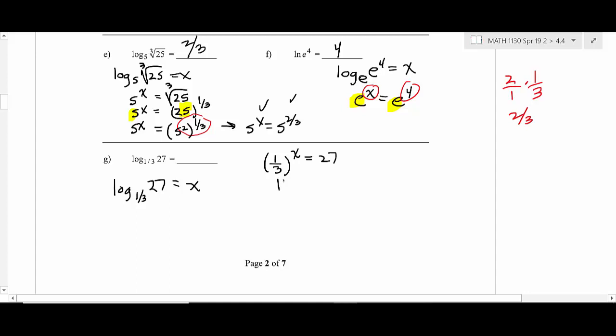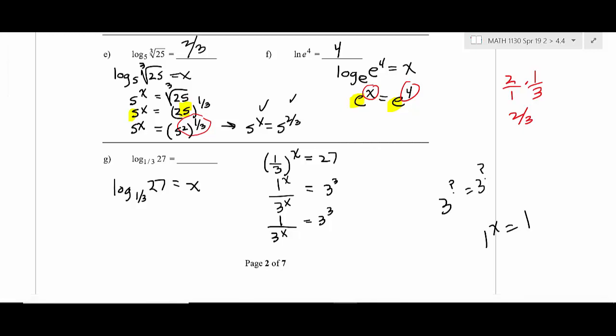So you could write the left side as 1 to the x over 3 to the x, and you can write this side as 3 to the 3rd. Ultimately what you're going to do is 3 to a power equals 3 to a power, and then the exponents can be set equal to each other. We said that 1 to any power is 1, so that gives 1 over 3 to the x equals 3 to the 3rd. What do I need to do with that 3 to the x? I need to move it to the top. We did that on a couple of problems earlier today. So that would be 3 to the negative x.